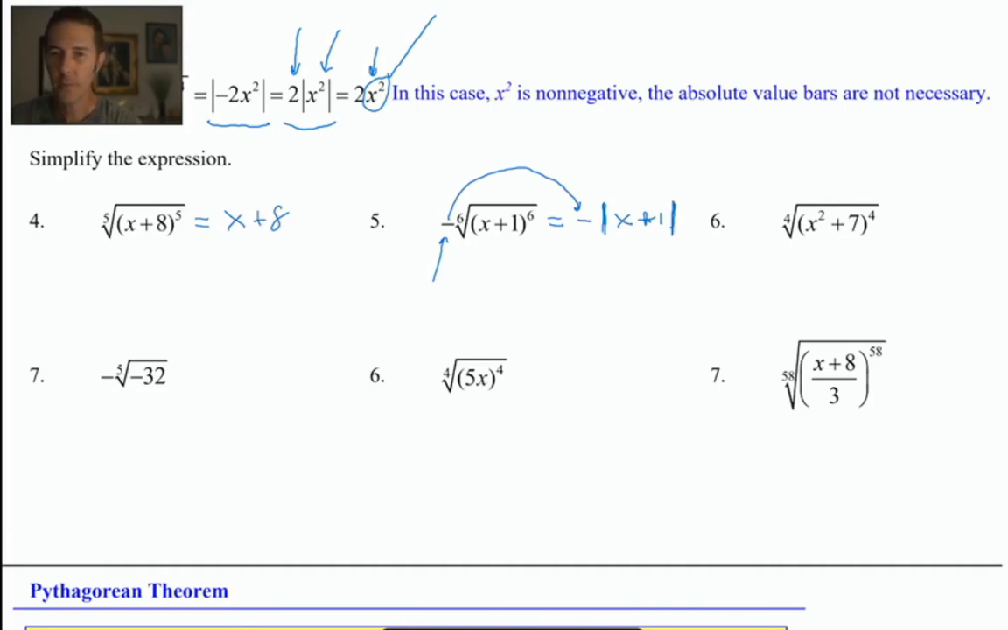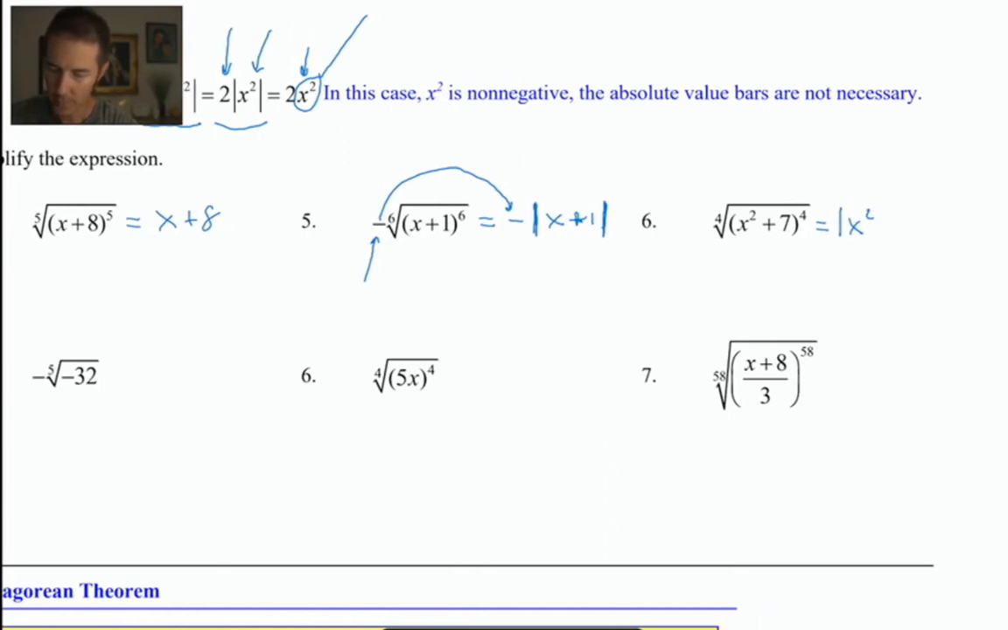In number 6, we've got an even index. So we should again be using the absolute value bars, absolute value of x squared plus 7. However, as we just talked about, x squared is guaranteed to be positive, and when you add a 7 to it, it's going to be even more positive, so there's no real need to be using these absolute value bars. It's redundant, and so let's just write our final answer as x squared plus 7.